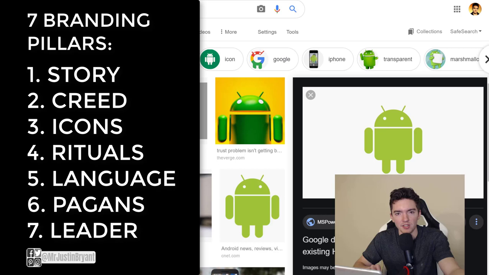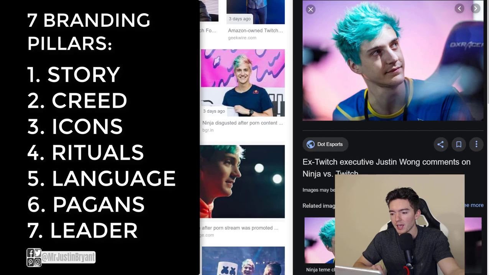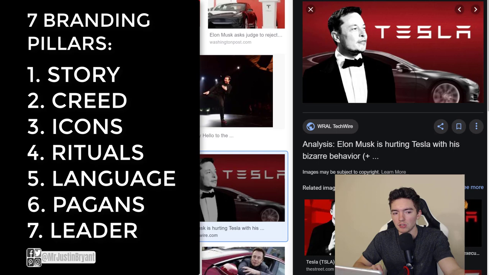So you also have leader. Those are the seven aspects: the story, creed, icons, rituals, language, pagans, and leader. That book will cover all of that. A few examples again: an icon for a brand would be the blue hair that people recognize from Ninja. A leader of a company would be Elon Musk. He's a big part of their brand because people love him specifically.